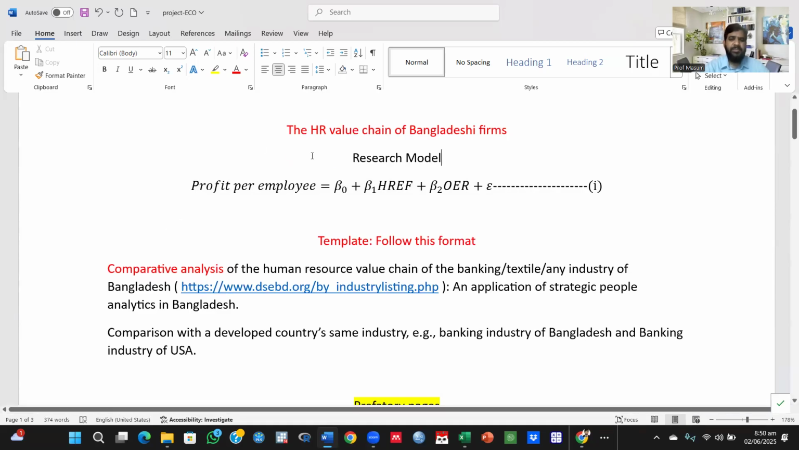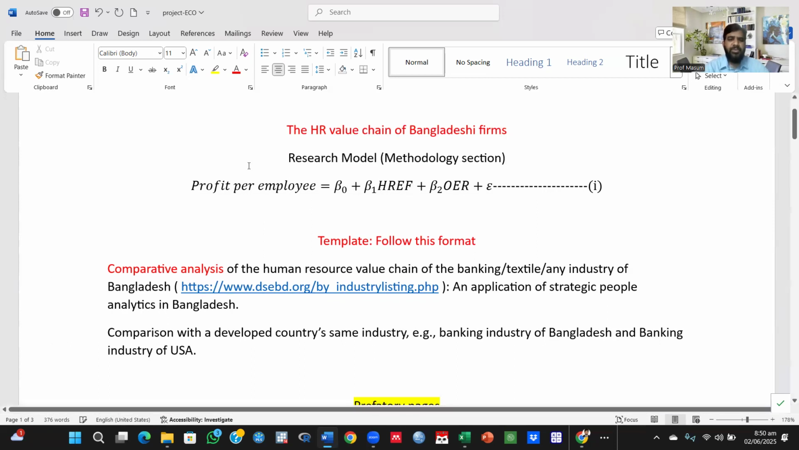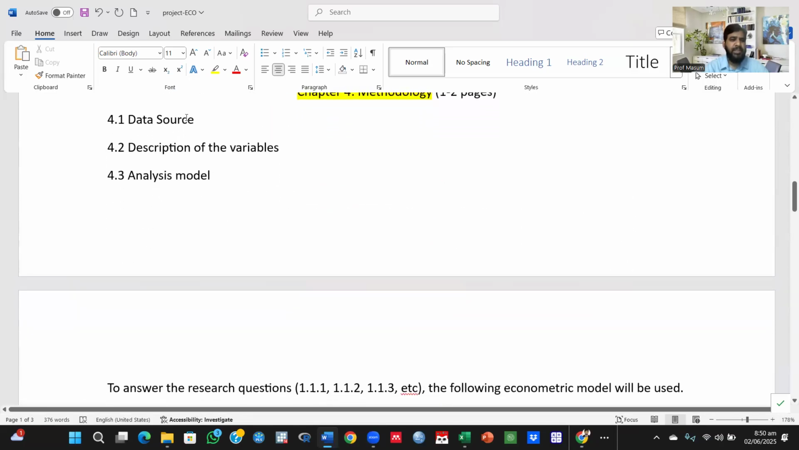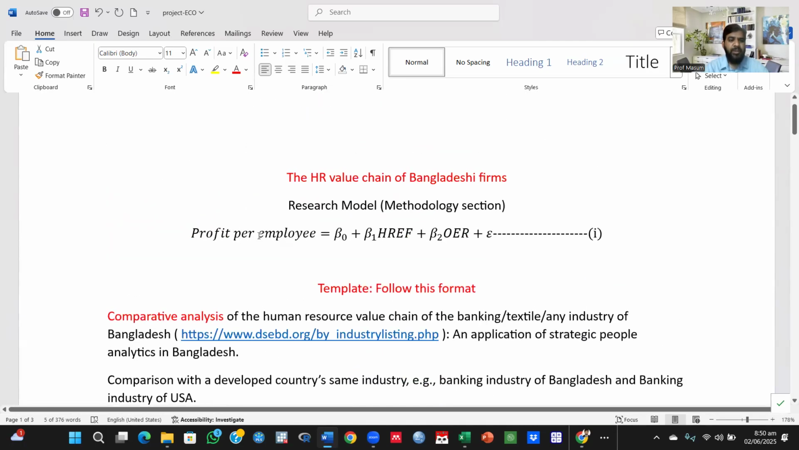So have you got what is research model? And you will put your research model in methodology section. All right. In your methodology section, you will put your research model. Here it is given in data source. The variables. What are the variables? Here we have used variables. Profit per employee, dependent variable, HR expense factor, independent variable, operating expense ratio, independent variable.